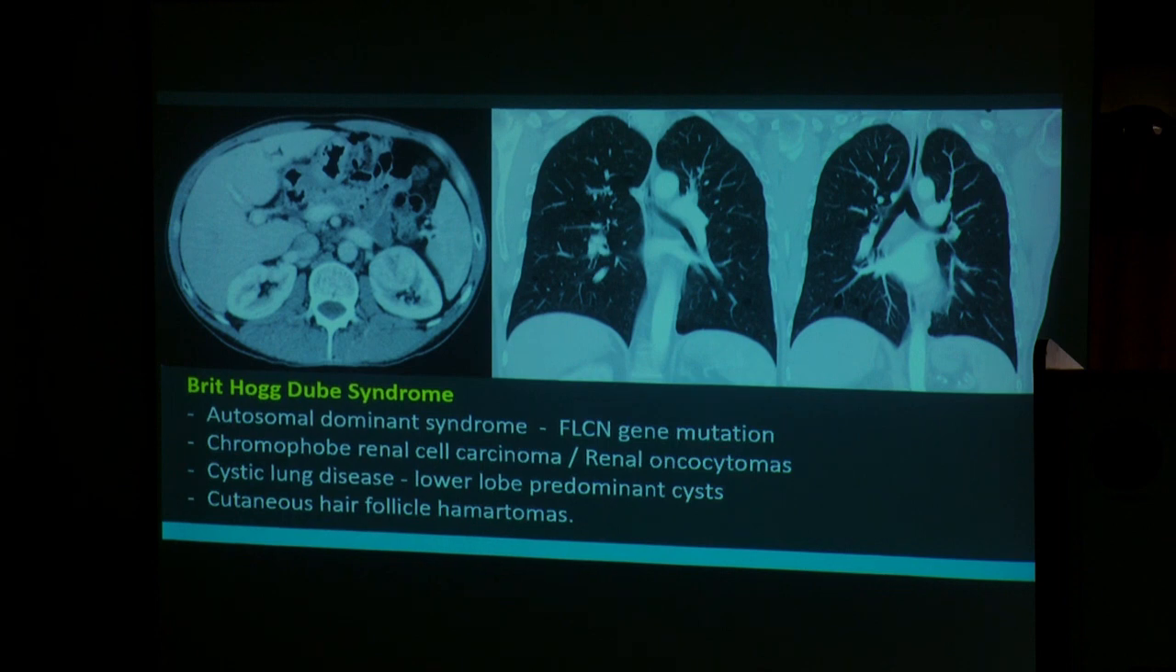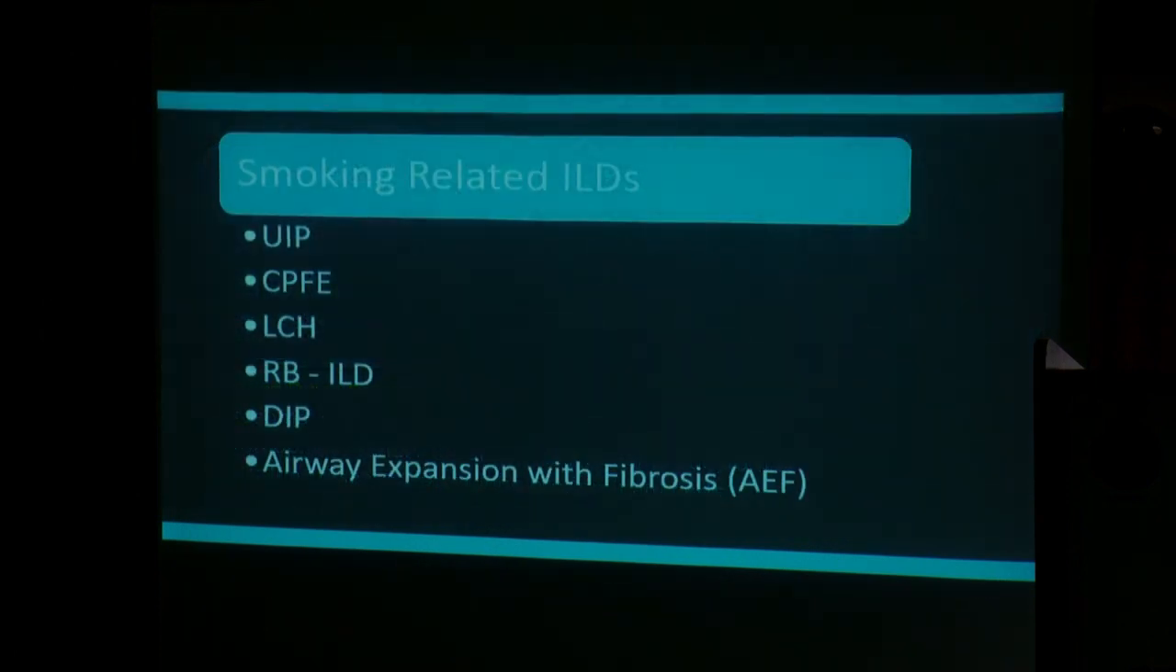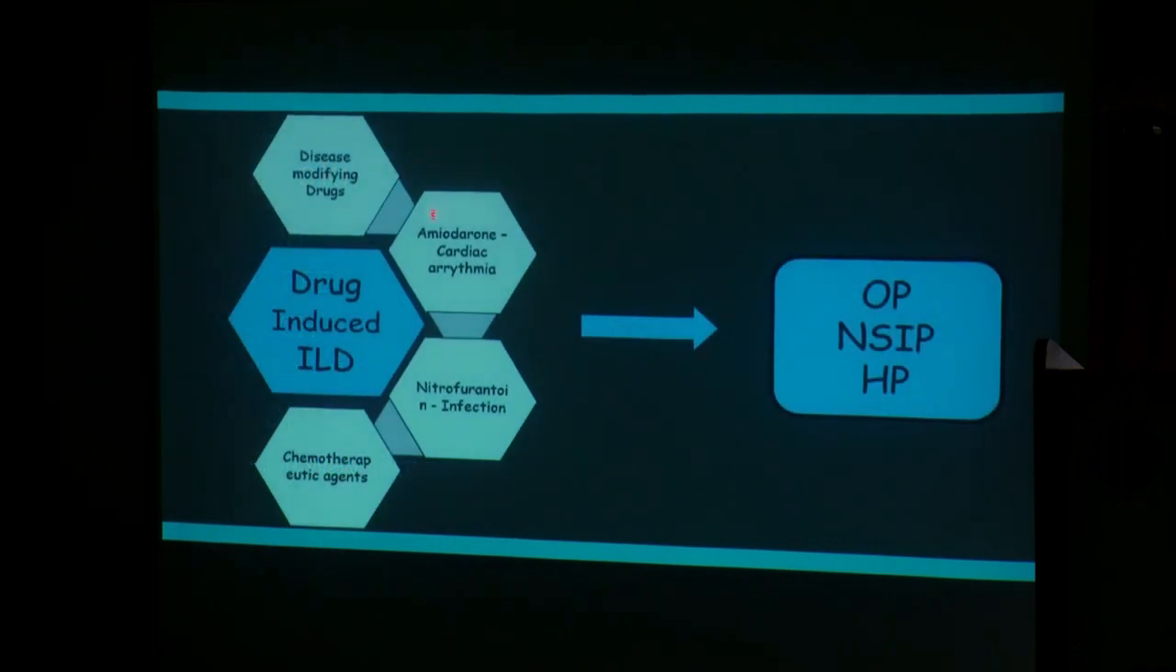And this one, Birt-Hogg-Dube syndrome. We have already discussed cystic diseases, and in this there are lower lobe predominant cysts. In LCH, there is sparing of lower lobe. In Birt-Hogg-Dube syndrome there will be predominant involvement of lower lobe and regular shaped cysts. In addition, you will see renal lesions which can be a chromophobe cell carcinoma or oncocytoma. These are some of the smoking related ILDs. To name some drugs causing ILD patterns: amiodarone, nitrofurantoin and chemotherapeutic agents. The most common patterns are organizing pneumonia, NSIP, HP.